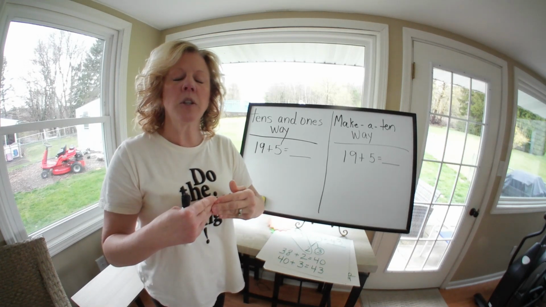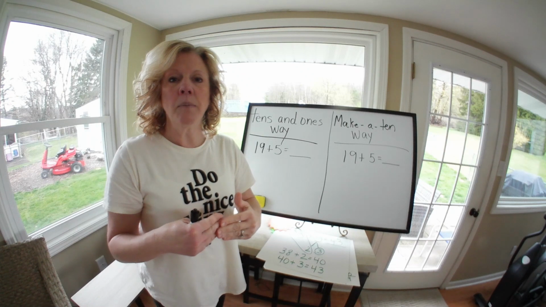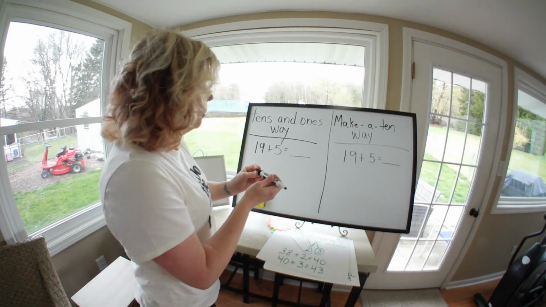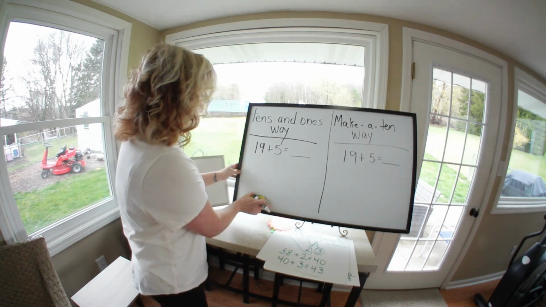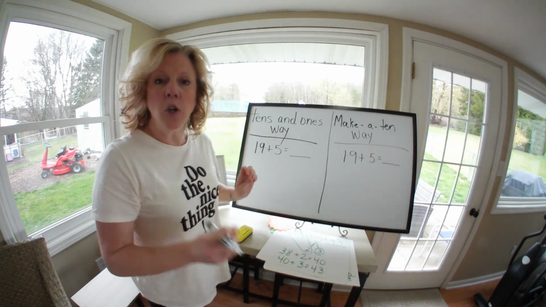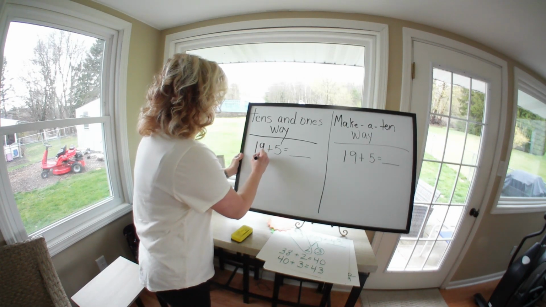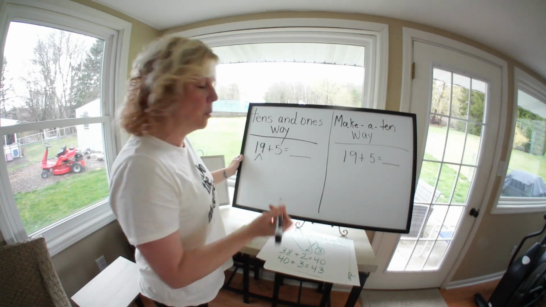Then what we're going to do is look at a slightly different problem so you can see the pattern going on, okay? So here's the first one. We're going to do 19 plus 5. Now, I'm going to do it the tens and ones way. So when you do it the tens and ones way, you're breaking down the 2-digit number into tens and ones.